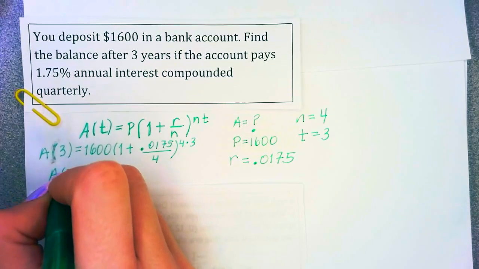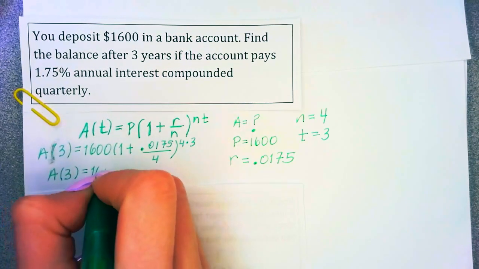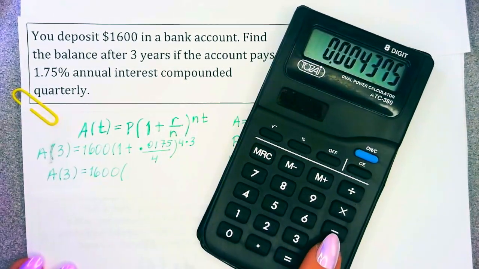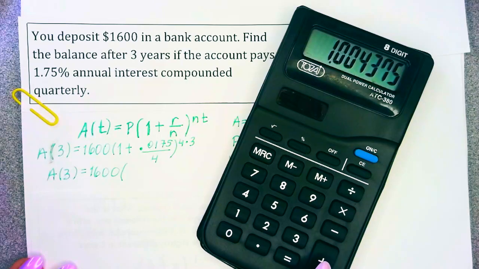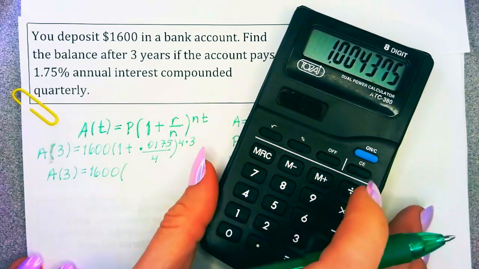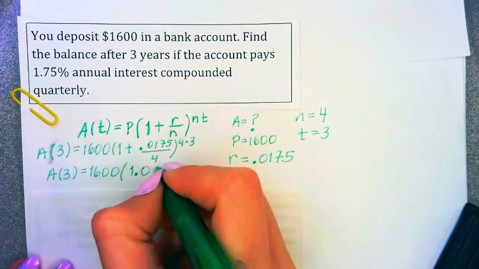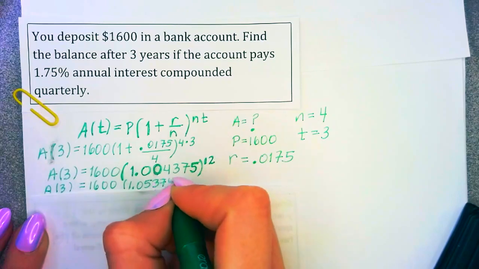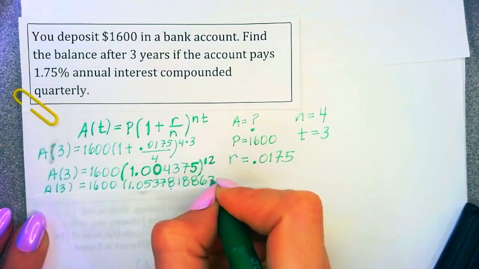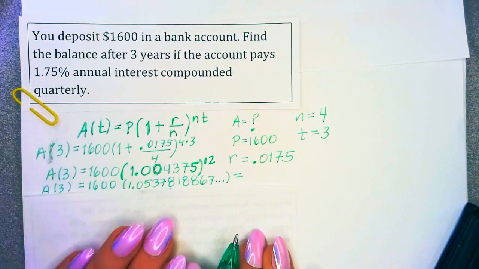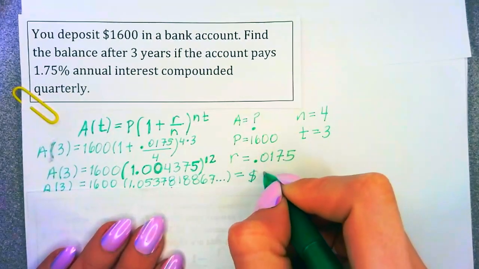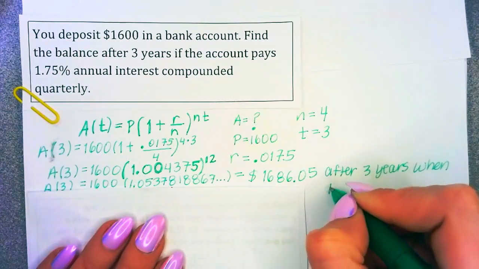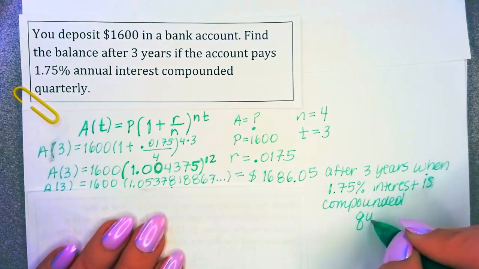Now I need my handy dandy calculator if I want to figure out the base for this particular exponential model. 0.0175 divided by 4 plus 1 is 1.004375. Then I need to raise that number to the 12th power. 1.004375 to the 12th power gives us 1.05378188867 and so on. Take that number and multiply it by 1,600. Our account balance would be $1,686.05 after 3 years, when the 1.75% interest is compounded quarterly for 3 years.